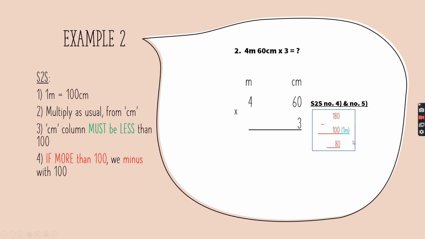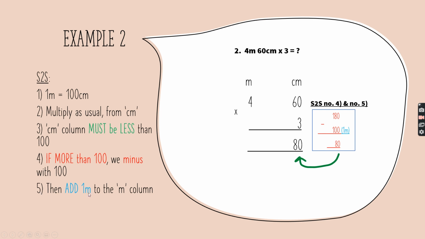So let's do our side calculation over here. The answer we got just now, 180, we need to minus it with 100. Why 100? Because 1 meter is equal to 100 centimeter. So we minus this with 100, gives us 80. And we're gonna put the 80 right up here because this is okay already. This is less than 100.